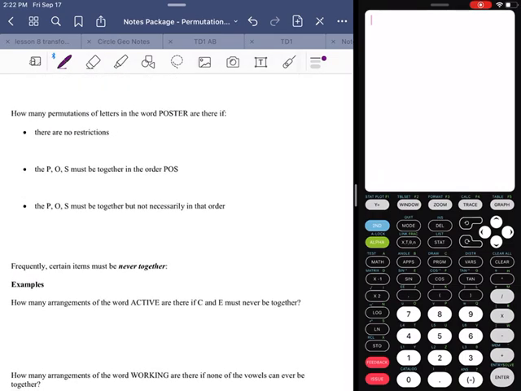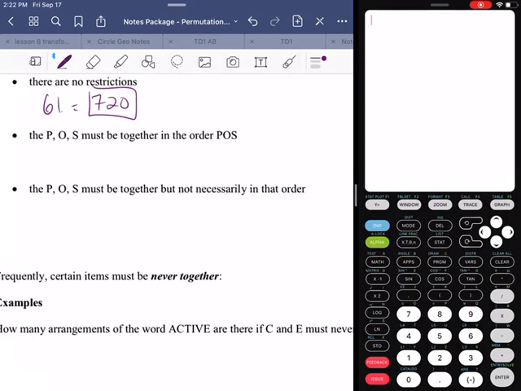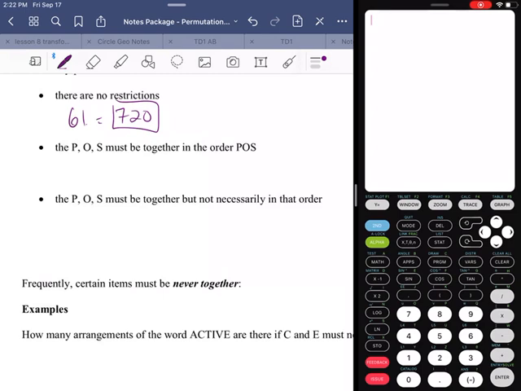How many permutations of letters in the word poster are there if there's no restrictions? So 6 letters, 6 factorial, 720 ways to arrange those letters. If P, O, and S must be kept together in that order. So P, O, S consider as like a tile, T, E, and R. So we can arrange these tiles. There's 4 tiles, so 4 factorial is 24.